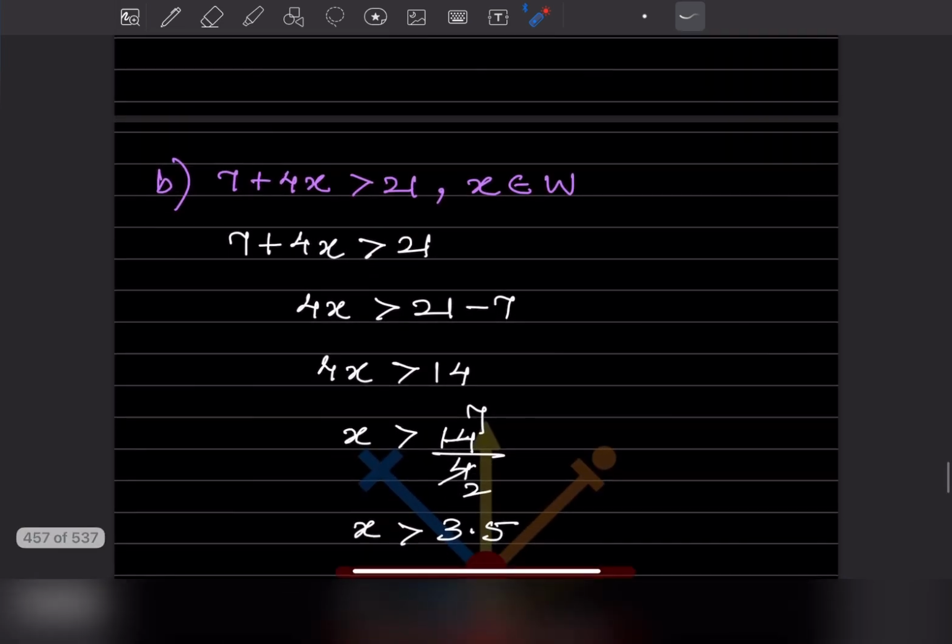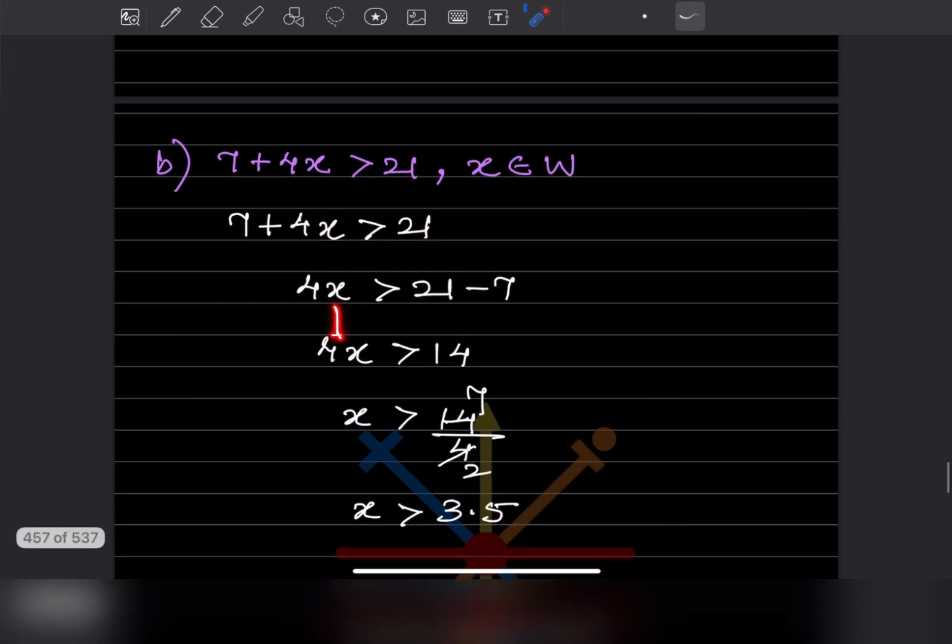Now here 7 plus 4x is the same thing written here, but this belongs to the whole numbers. Whole numbers means it starts from 0, 1, 2 and so on. So now we'll take this x on one side, 4x. This is greater than 21 and this will go here, that is going to be minus 7. So 4x is greater than 14. 21 minus 7 will be 14.